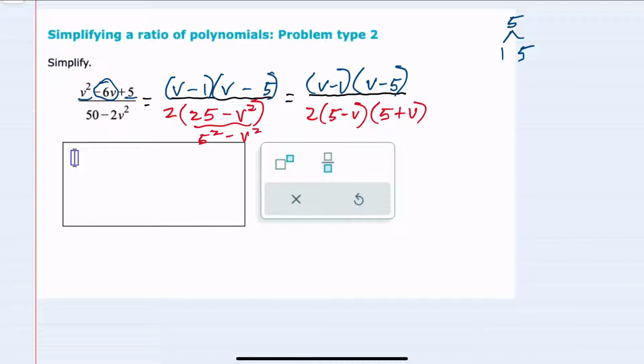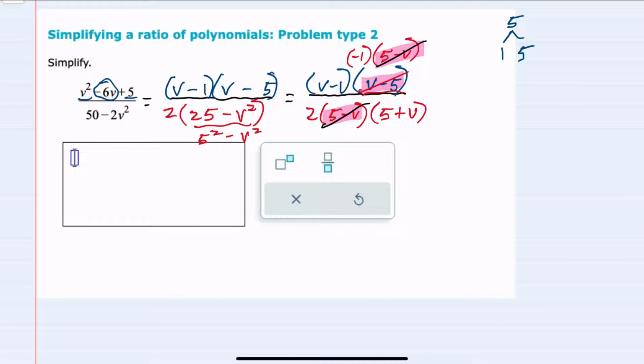I'm looking for any factors that would cancel, and I can see that these are similar, but one is a v minus 5 and the other is a 5 minus v. So they will cancel, but in order to see how that affects the signs, I'll take one of these and factor out a negative 1. So if I were to factor out a negative 1 out of this top, this would then become, instead of v minus 5, the 5 would be positive and the v would be negative. From here, these factors are exactly the same.